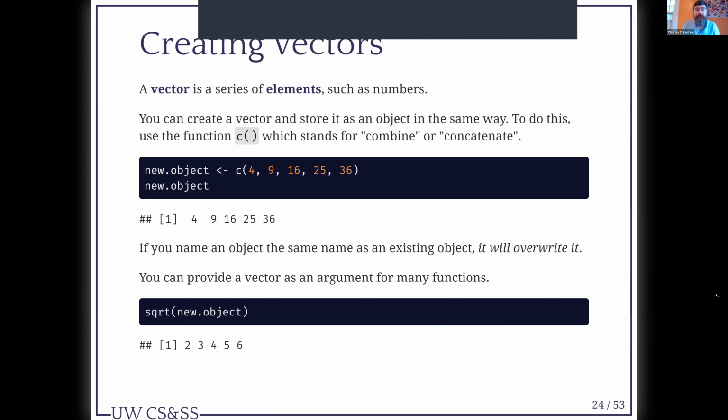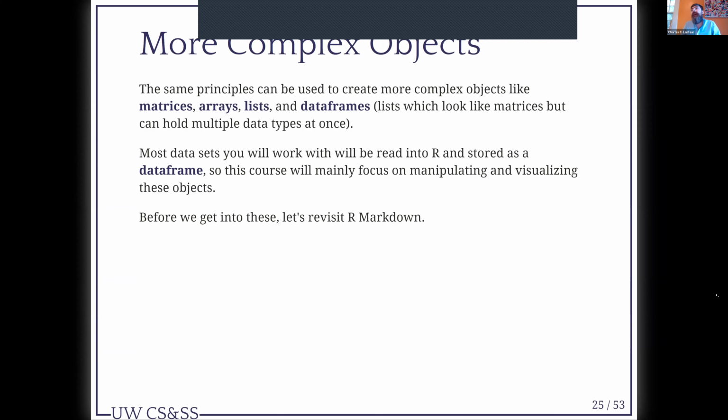Okay, so continuing on. More complex objects. The principles I've shown you for generating vectors and single numbers are the same principles for generating more complex objects. Things like matrices, arrays, lists, and data frames. Data frames are a type of list that look like matrices. A data frame is basically a spreadsheet. When you load data in R to work with all your statistical routines and things like that, they're basically always going to be data frames, okay? So we're gonna spend a lot of time in this class working with data frames. They work kind of like vectors for assigning things, but they're actually composed of many vectors where each vector is a column in the data frame.